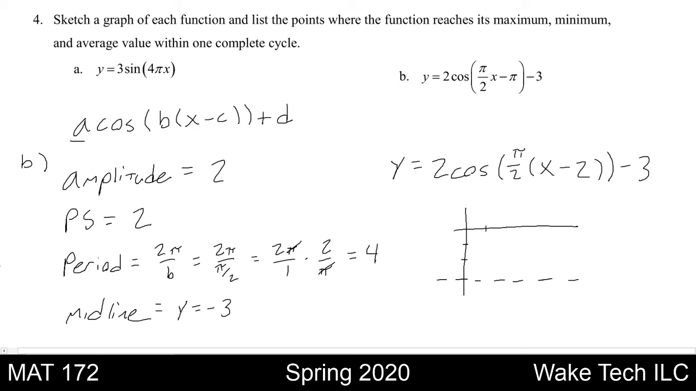We're shifted to the right 2. So we'll start at our maximum. Notice our maximum should be 2, our amplitude, away from our midline. So it's going to be here at 1. Then we'll shift all the way down to our midline, and then back again all the way at our maximum, 4 away, our period. 1, 2, 3, and 4. We're back at our maximum.